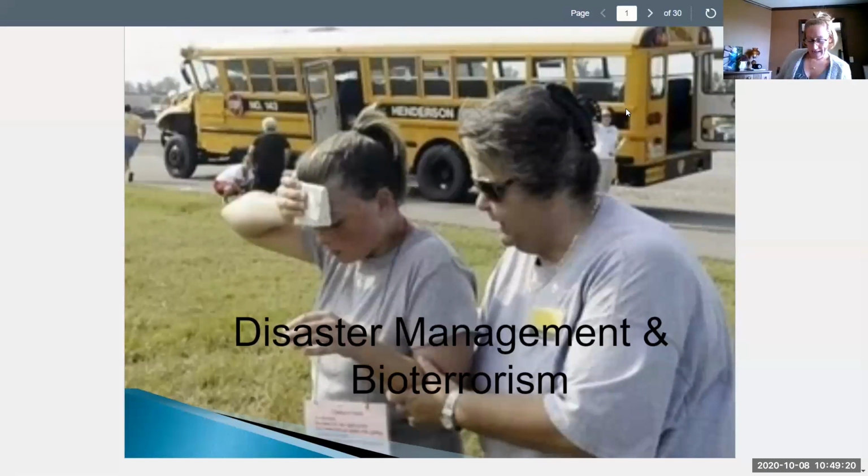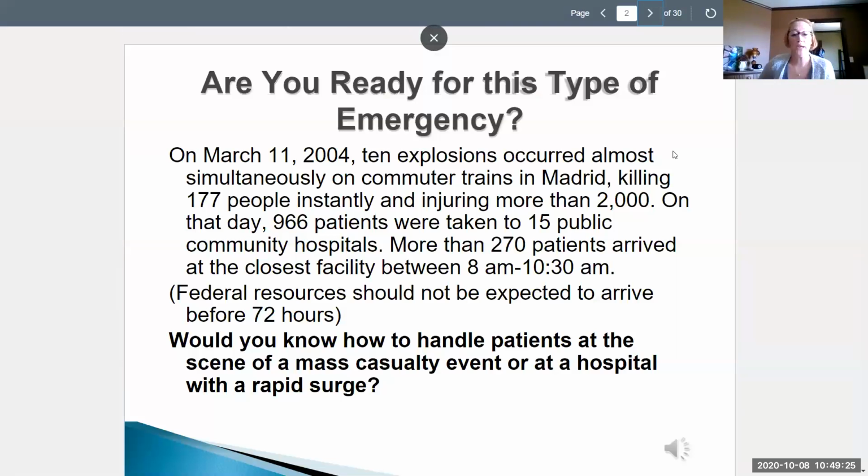All right, so disaster management and bioterrorism. Are you ready for this type of emergency? I think we all know that, especially in this day and age, anything can happen at any time. There's 9/11, there are these examples on here in other countries. Even the state fair back in 2011, the stage collapse, was considered a multi-casualty incident. So it can happen anywhere, anytime, even if you are not a first responder, so to speak.